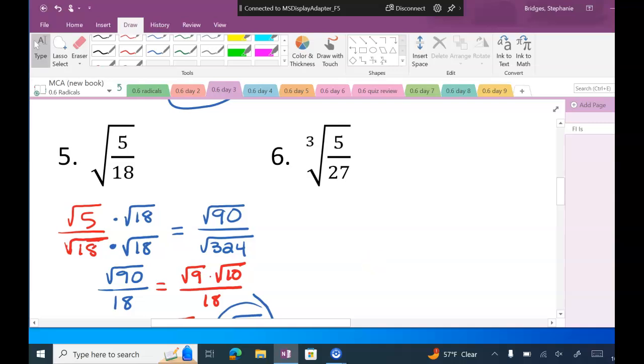Here we go. We have the cube root of 5 over 27. So I want to do the very first thing I did with question number 3, or any question that had fractions under the entire radical, which is go ahead and separate it. Take the cube root of the top and the cube root of the bottom.